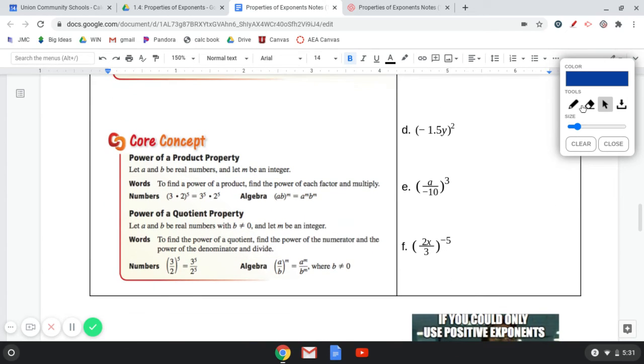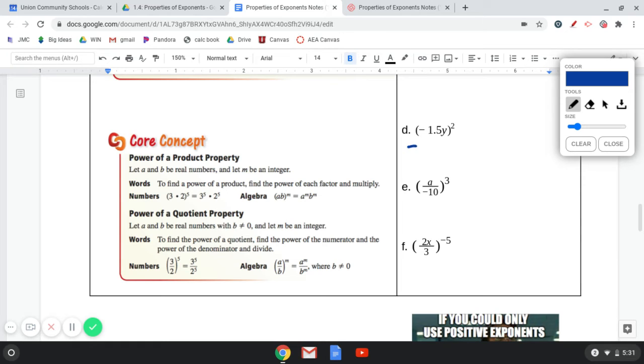All right, we got 3 more examples here. So, a and b are real numbers, m is an integer. Okay, to find the power of a product, so 2 things multiplied together to a power, you can find the power of each factor and multiply. So if you have a times b to the m, that is the same as a to the m times b to the m. So let's look at this letter D.